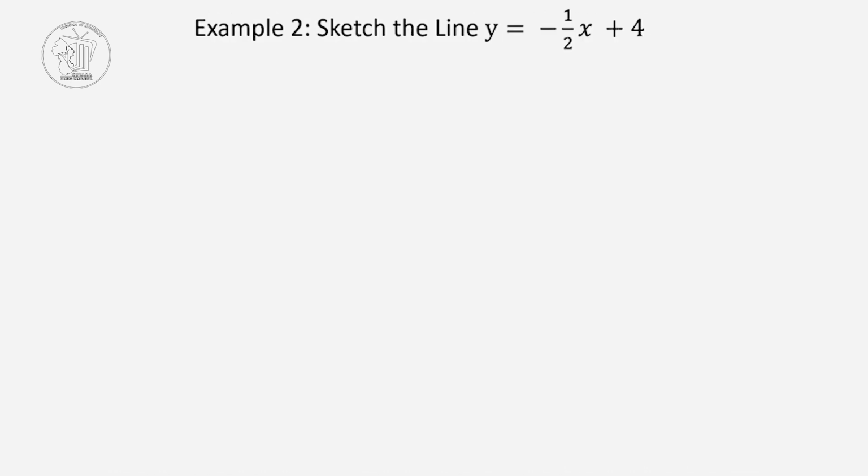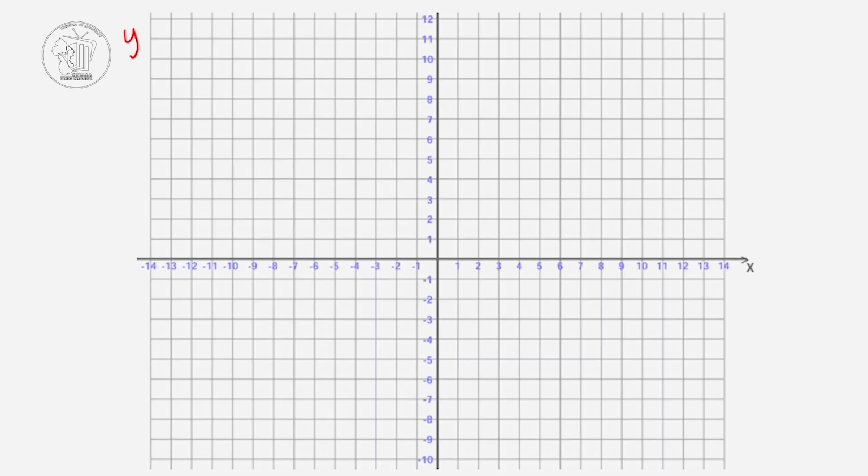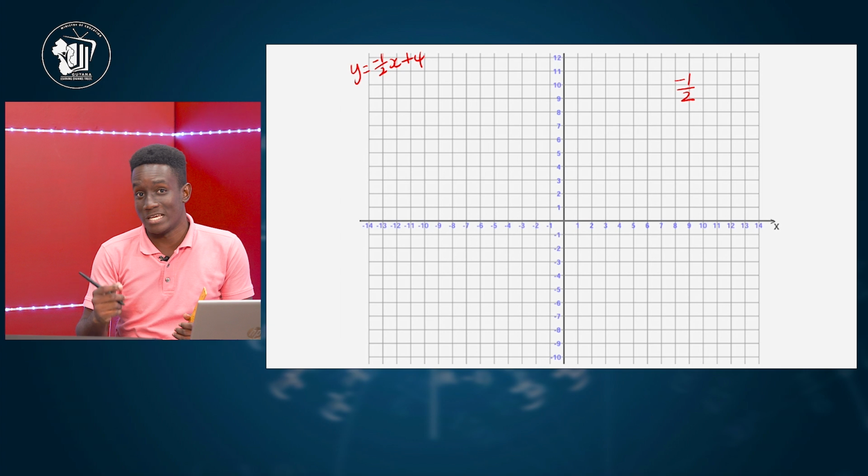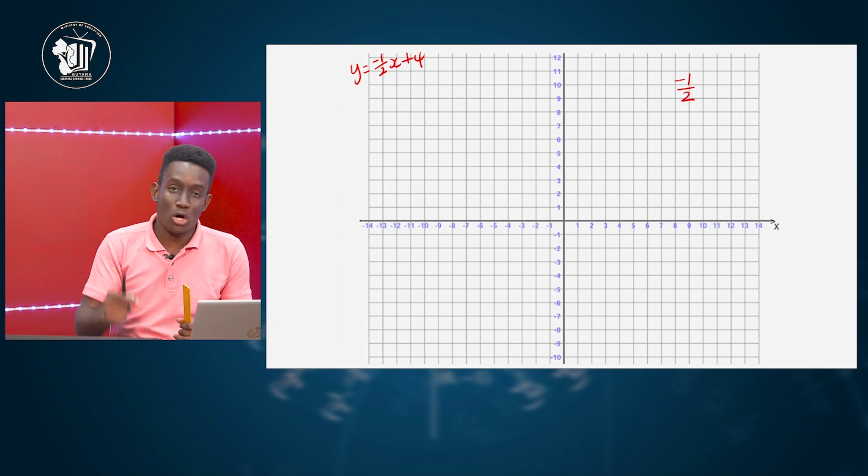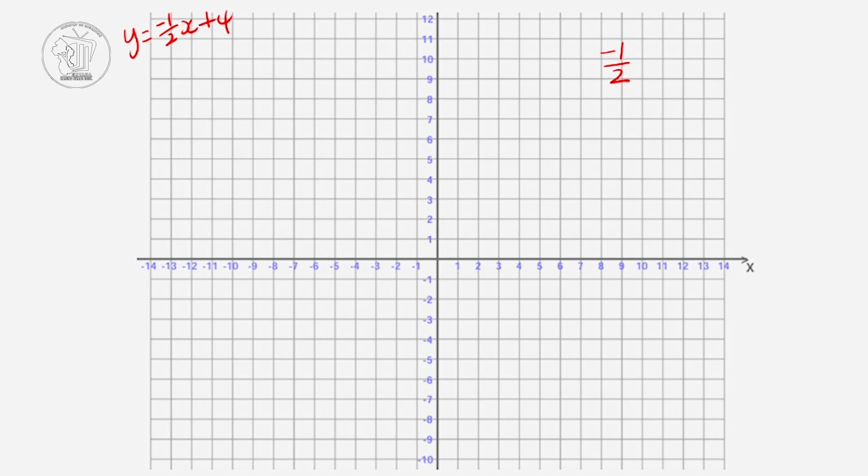Let's look at another example. Let's say we wanted to sketch y equals negative 1 over 2x plus 4. The gradient is negative 1 over 2. Rise over run, and since it's negative, it means we're going down: down 1 and across 2. The 4 indicates the y-intercept, the part of the graph that crosses the y-axis. So we put a point at 4. Here would be the y-intercept.